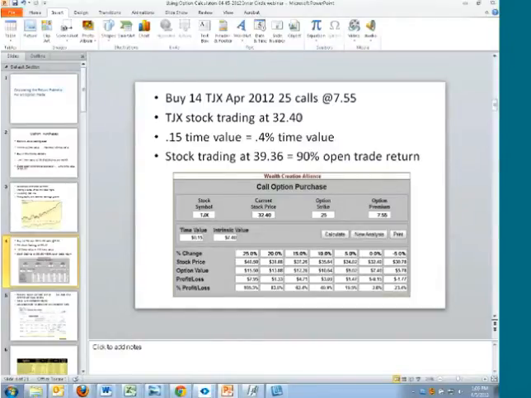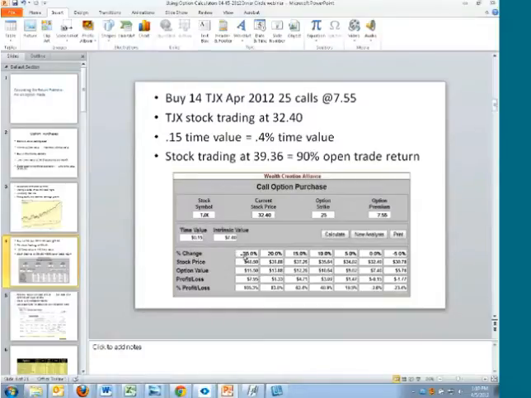And what I do when I'm going to make a call option purchase is, in the calculator, you would input the stock symbol, the current stock price of 32.40, the option strike price of 25, and then the premium was 7.55. And then the other user input is this top line here, and we can input the percent change in TJX stock at option expiration.